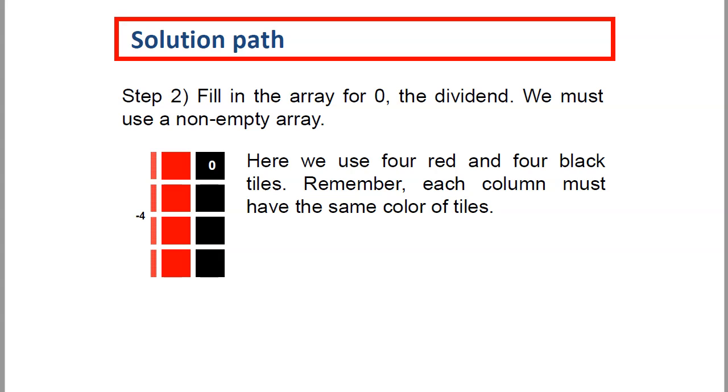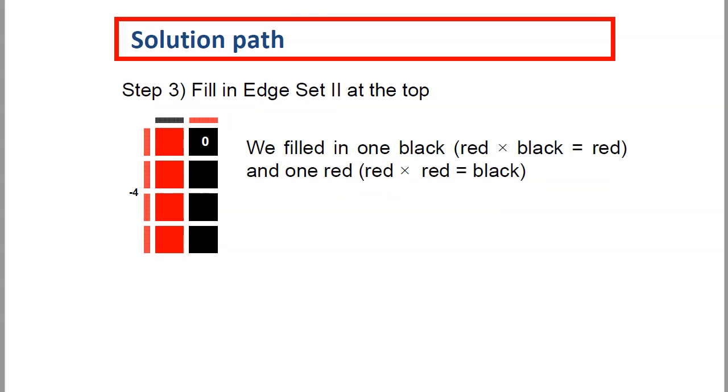Here we use 4 red and 4 black tiles. Remember, each column must have the same color of tiles. Since there are 4 rows, that tells us we need 4 red and then 4 black tiles to have an equal number of black and red tiles in our array.